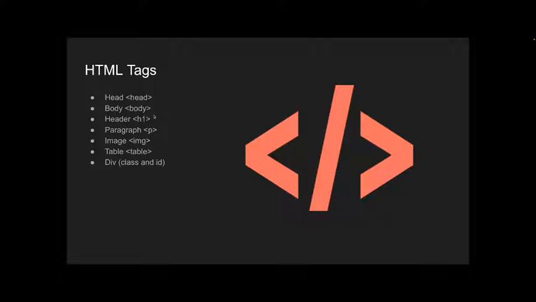And paragraph is pretty self-explanatory. When you're writing a paragraph in your website, you can put it between the p tags. The image tag is to specify the source of an image so that it can display on your website. You can also create tables on your website if you want. And the div, I'll be going into further details soon.